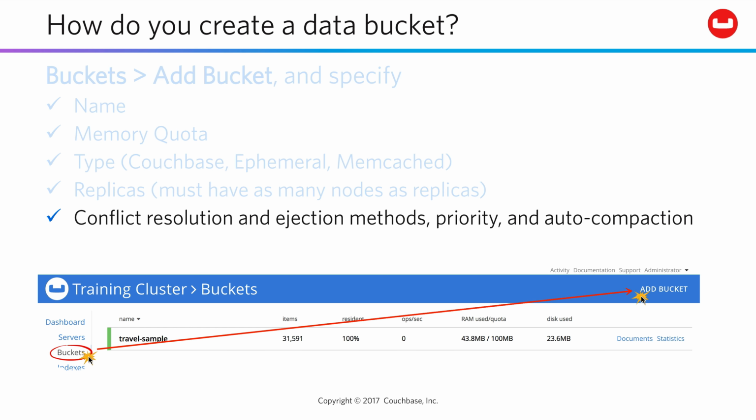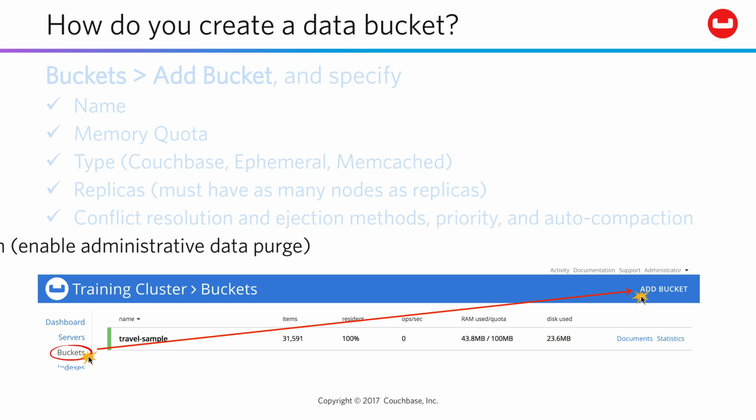Then you can choose your XDCR conflict resolution method. You'll choose whether or not you want not recently used documents fully ejected from memory, or if their key and metadata should remain. You can choose whether this bucket should have higher priority relative to other buckets in the cluster, and if you wish, you could choose bucket-specific compaction settings, overriding the cluster-wide defaults. Last, you can choose to allow data in this bucket to be purged or flushed, which is useful during development, but likely a bad idea in a production system.